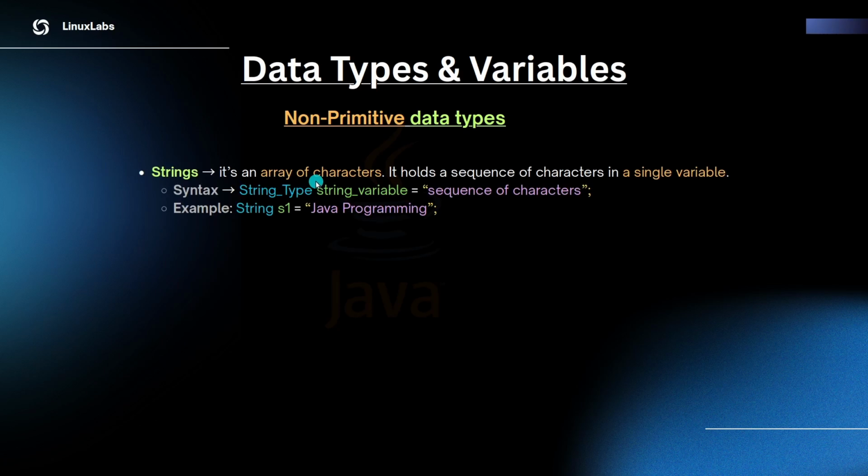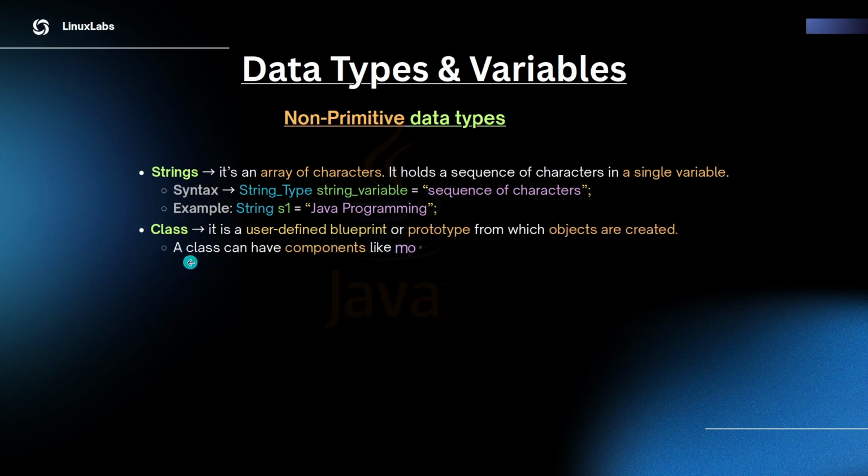We have a string data type, which is an array of characters, and it holds a sequence of characters in a single variable. The syntax of string is like this. You start with the string data type, then the variable name, and then the value, which is enclosed in double quotes. Remember that characters are enclosed with single quotes, but the string is enclosed with double quotes.